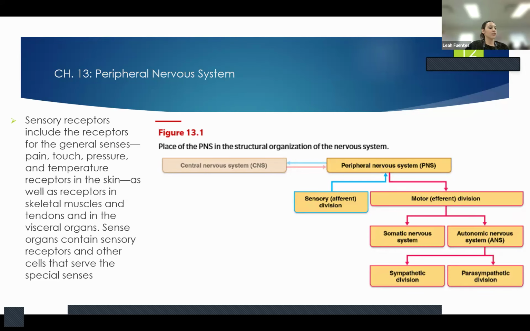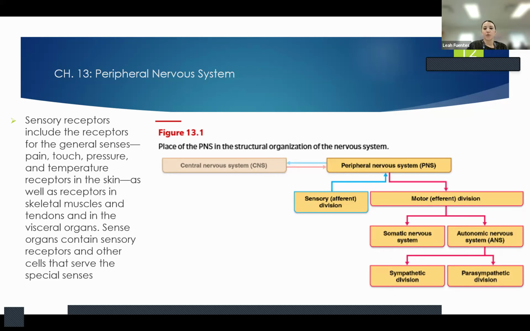Okay, and then we get into chapter 13, which is the peripheral nervous system. I know my class, we didn't get all the way through, so I don't think I have everything included. But if you don't have the notes, feel free to email me and I can send them to you for chapters 11, 12, and 13, but specifically 13.